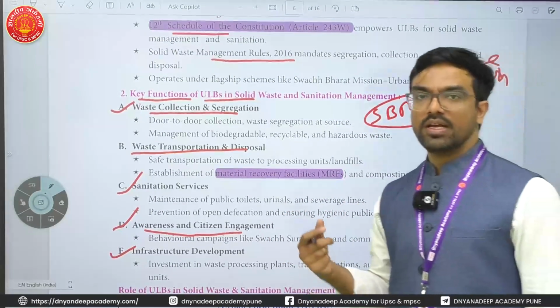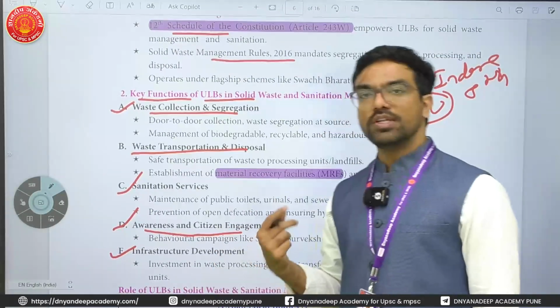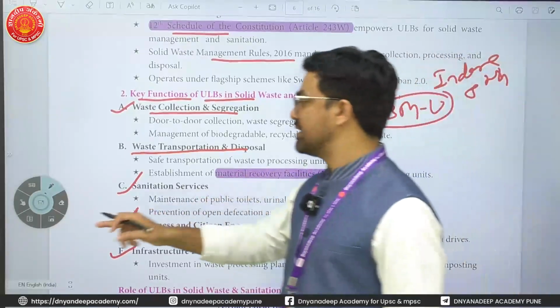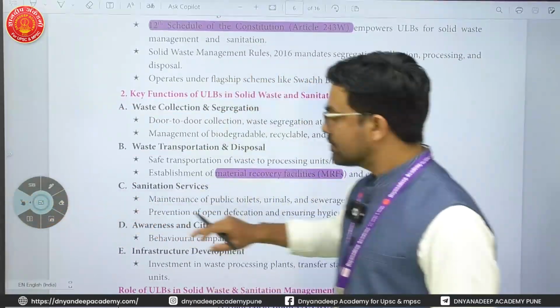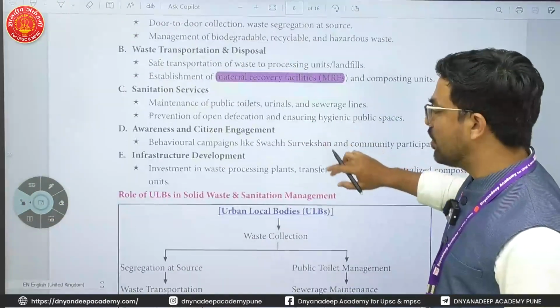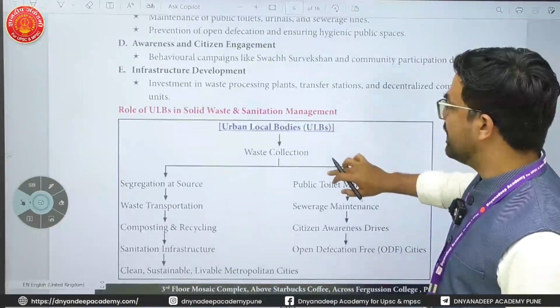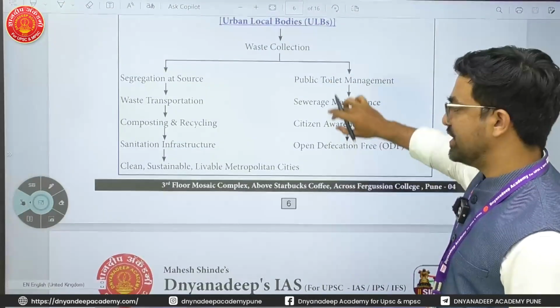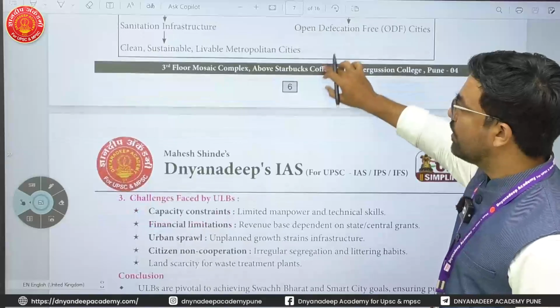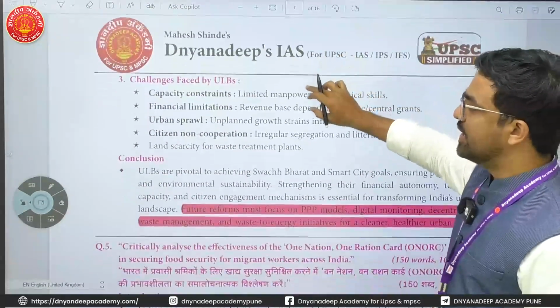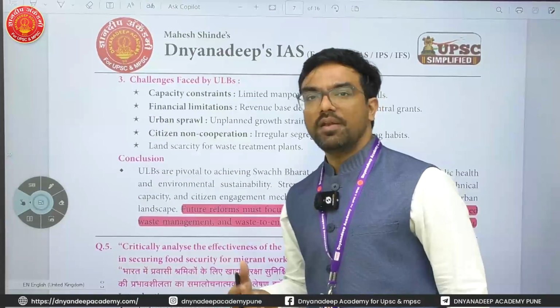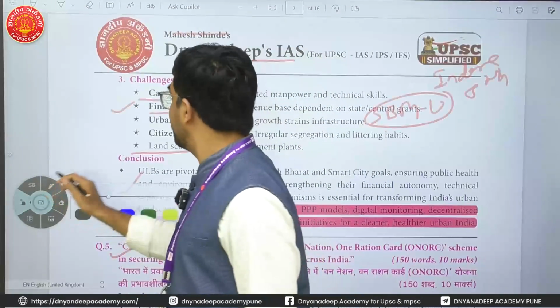like composting plants, sewage water treatment plants. So the urban local bodies can establish these. So this was the role of urban local bodies in solid waste management and sanitation. Now here we have to write challenges also. Yes, that is the role of urban local bodies, but they are facing challenges. What type of challenges?